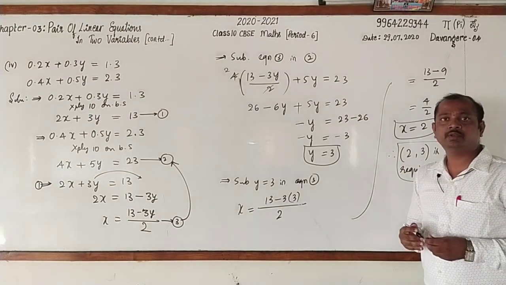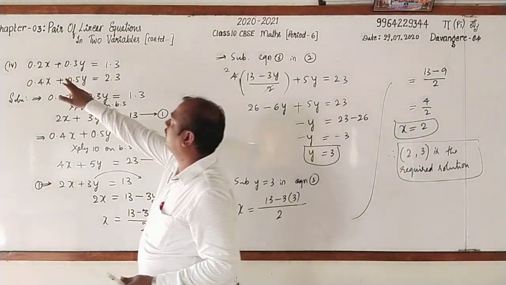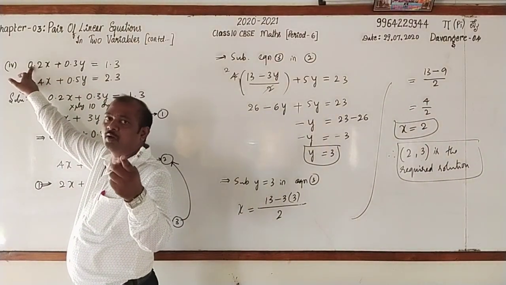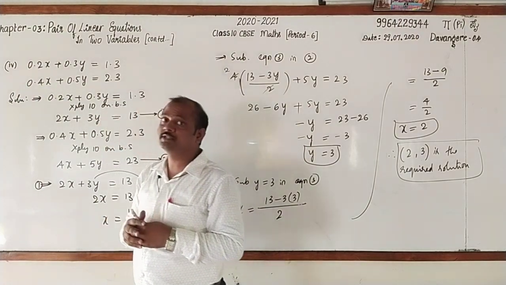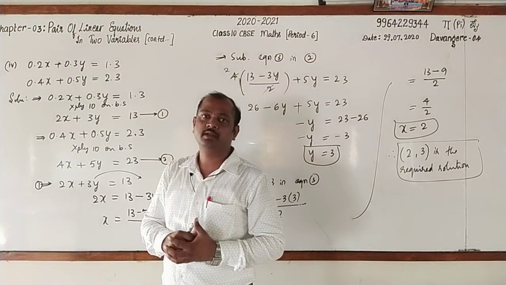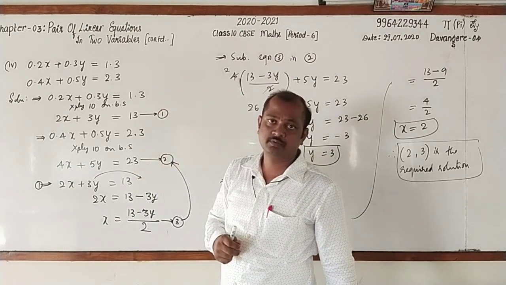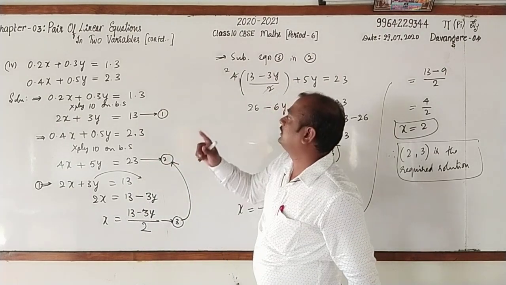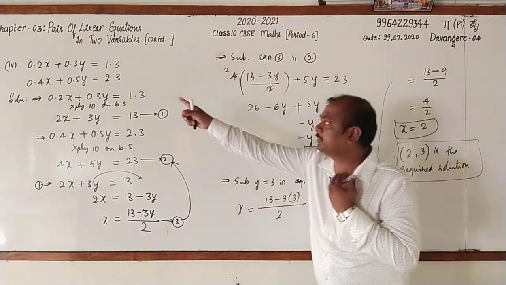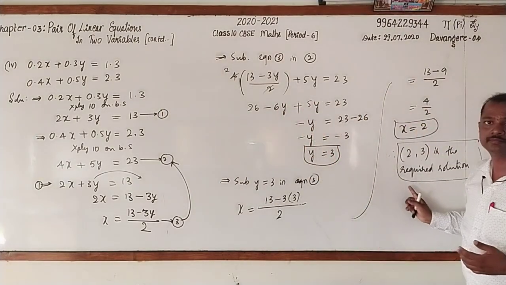Hope that you have understood. Please do remember, here after decimal we have 1 digit. If 2 digits are there, then you will have to multiply by 100. If 3 digits are there, multiply by 1000. Got it? Yes. Please go for copying from there to here.